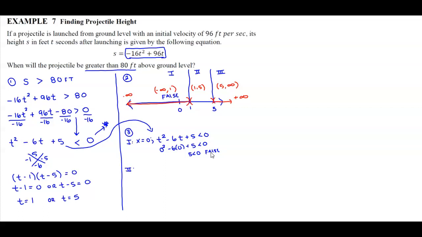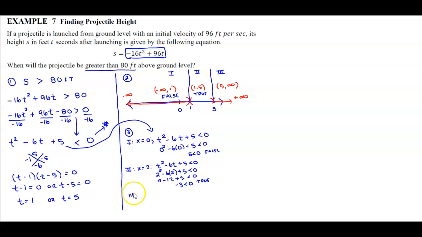Okay, for region number 2, we can pick a number in between, so we can pick 2. And again, we're using t squared minus 6t plus 5 less than 0. So we have 2 squared minus 6 times 2 plus 5. So we have 2 squared, which is 4, minus 12 plus 5. Well, that gives us 9 minus 12, which is negative 3. And negative 3 is less than 0. So we know it's true for region 2.